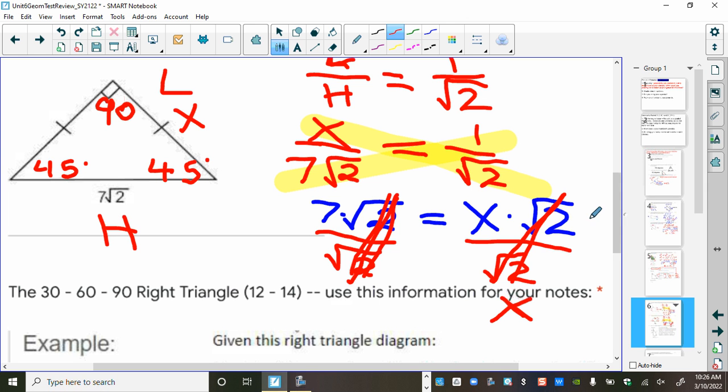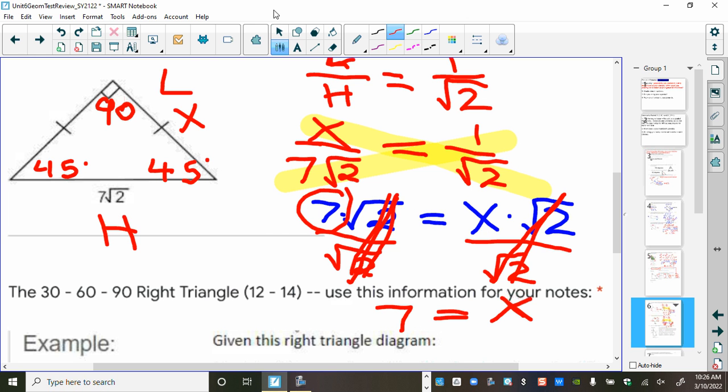Now, some of you could have multiplied both sides by square root of 2. I'll show you that in a second. So in the end, what's our value of x? What's left over here? It's the plain old 7.